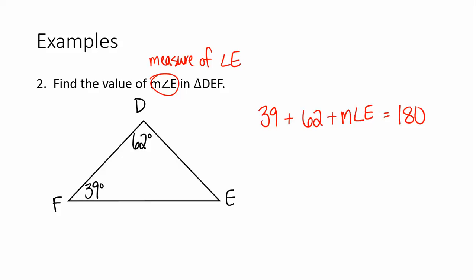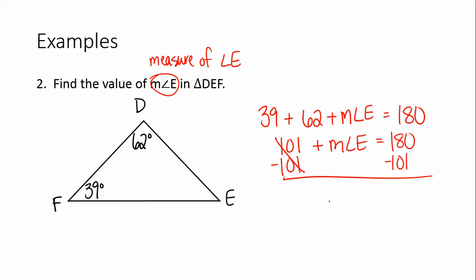So when we add these two together, we get 101 plus the measure of angle E, and it should equal 180. So we subtract 101 from both sides, and we get that the measure of angle E is equal to 79 degrees. And you could always check your work with these. You take 79 plus 62 plus 39, and you should get 180.